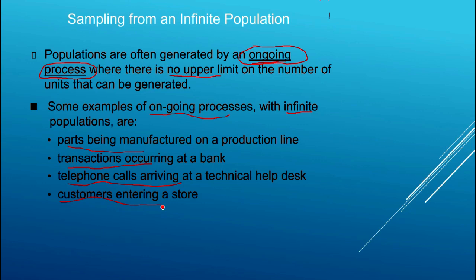Certainly most macroeconomic time series fit this definition of an infinite population. If you're talking about sampling quarterly GDP or quarterly GDP growth, inflation figures or price indexes, these are all really best thought of as ongoing processes and time series processes where we're sampling from an infinite population.